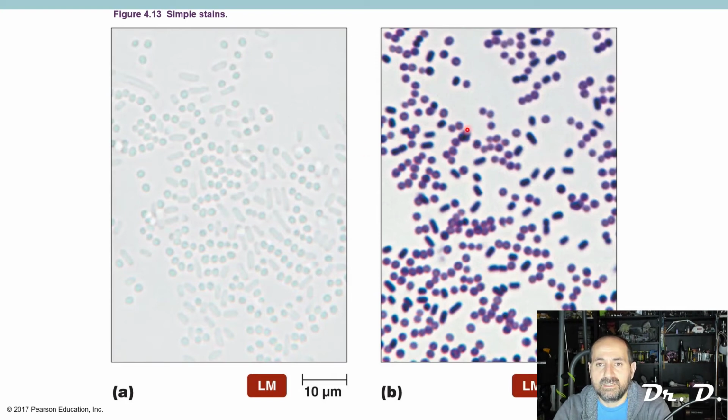Now look here. Again, this is a stain with crystal violet. I can see coccus-shaped cells, and I can see rod-shaped cells. These are very likely two different species, but it doesn't determine what species they are. It doesn't differentiate between them. It just stains everything purple.